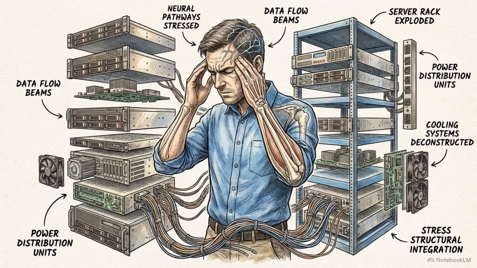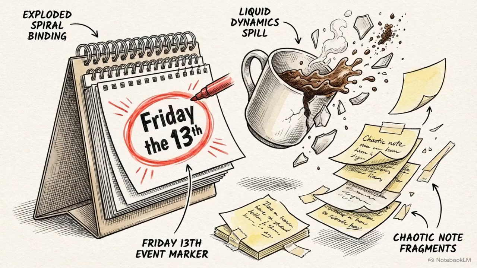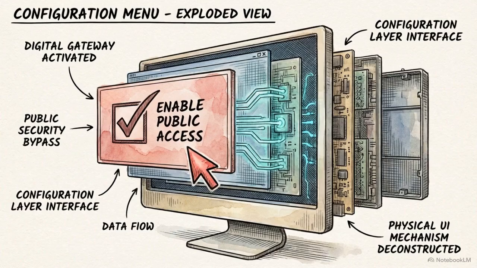Maintaining all of this is a heavy burden for IT teams. They have to watch over networks, databases, and apps all at once. Humans are fallible. On a busy Friday afternoon, it is very easy for an overwhelmed person to simply forget to uncheck a single public access box.